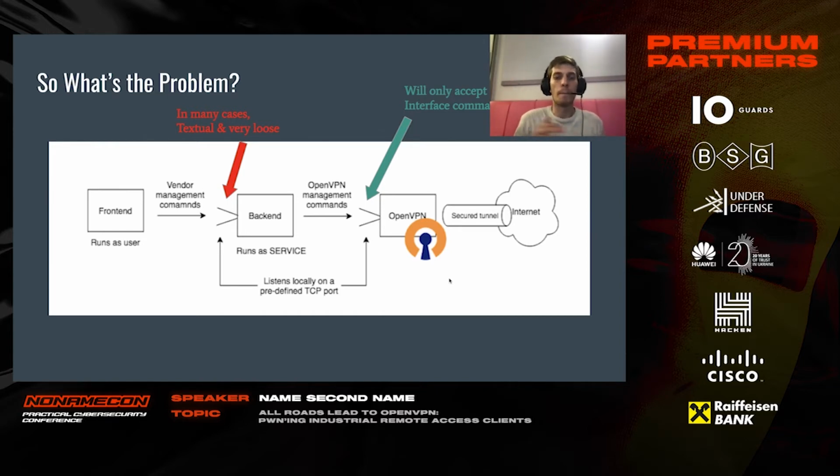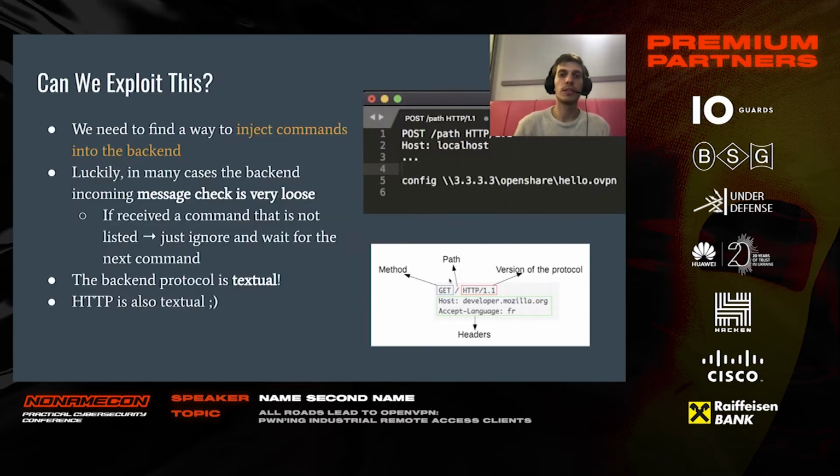As you can see here, again, this is a very abstract design, but since we've seen this across many different vendors, specifically in the industrial automation world, we decided to dig in and think if we can find a vulnerability in this design, and we did find a way to exploit it. So we needed to find a way to inject commands into the backend from the outside world. And luckily we found a couple of protocols, for example HTTP, that are completely textual. So if you remember the HTTP RFC, this protocol is completely textual.